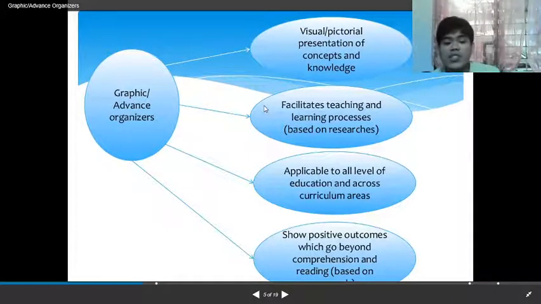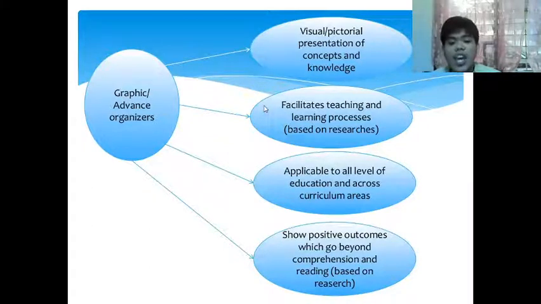So graphic organizers or advanced organizers, they are visual or pictorial presentations of concepts and knowledge. So these are just the key points or main points. It facilitates teaching and learning processes, according to researchers. It is applicable to all levels of education and across curriculum areas. So we can use graphic organizers for children, high school, senior high, or college.